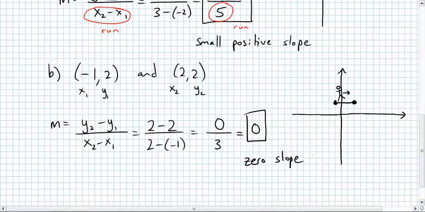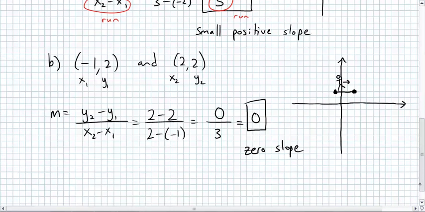It's not such a fun mountain to ski down. There's no slope to that line. Okay, so we can also see that this line does not rise at all. It only runs across 3.